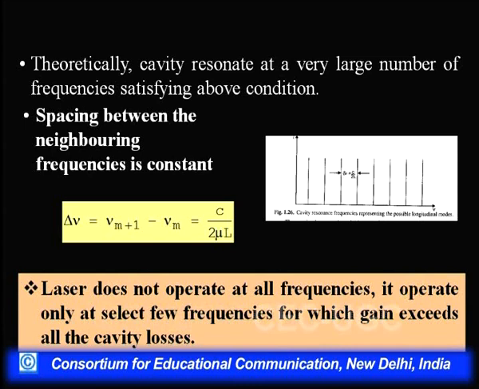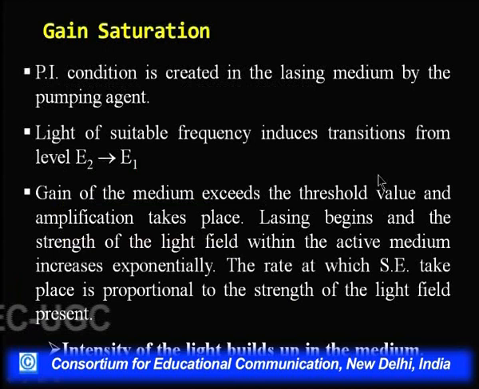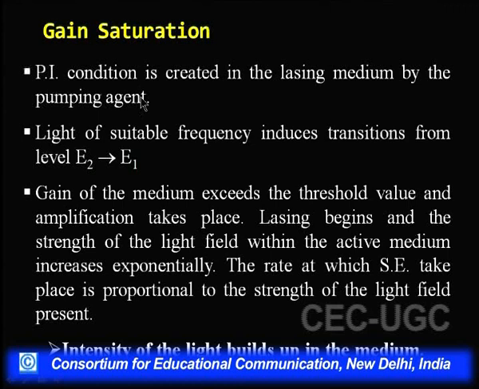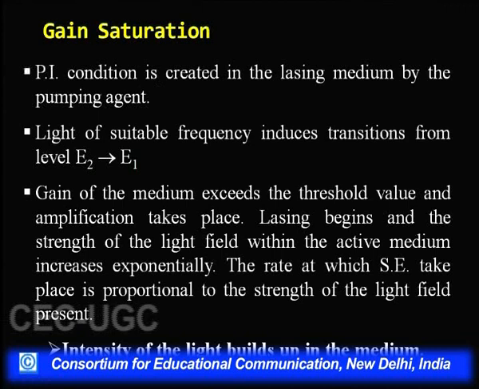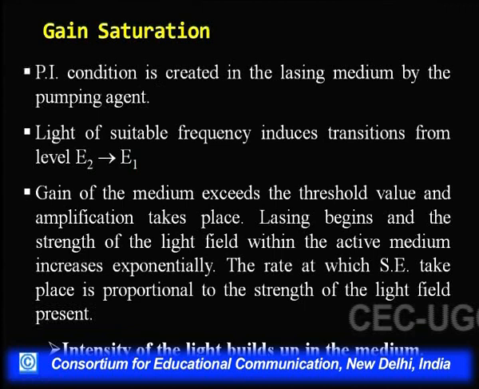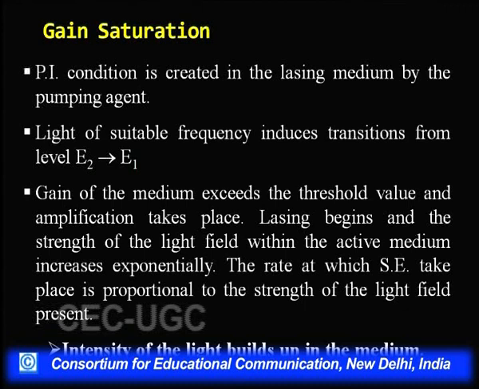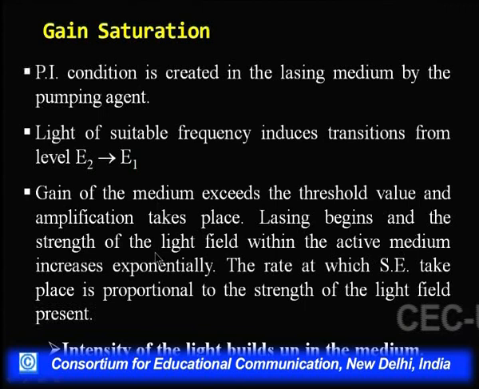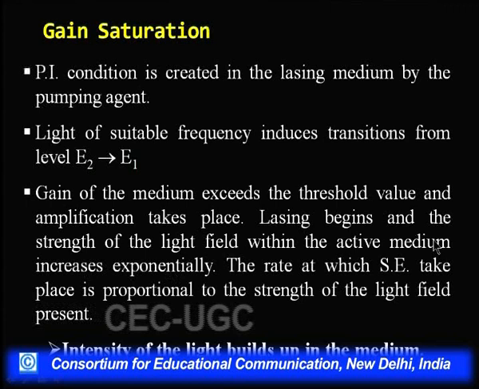Now, gain saturation. These are the main points for gain saturation. A population inversion condition is created in the lasing medium by the pumping agent. Light of suitable frequency induces transition from E2 to E1. The gain of the medium exceeds the threshold value and amplification takes place. The lasing begins and the strength of the light field within the active medium increases exponentially. This means the light must increase exponentially in the active medium when passed through it.